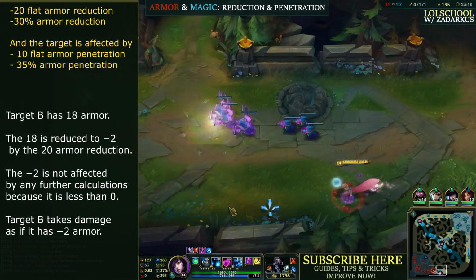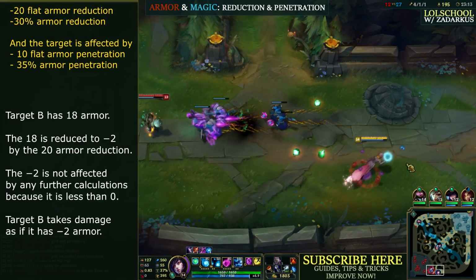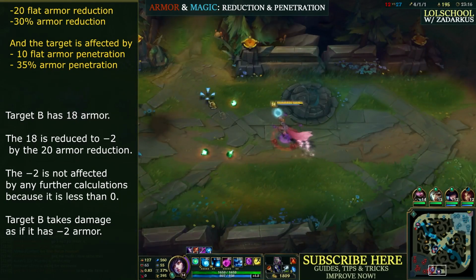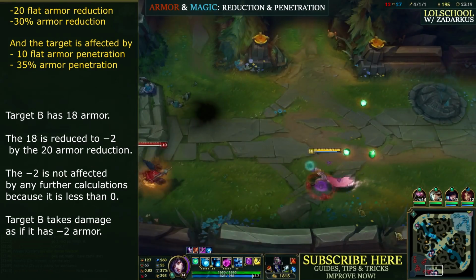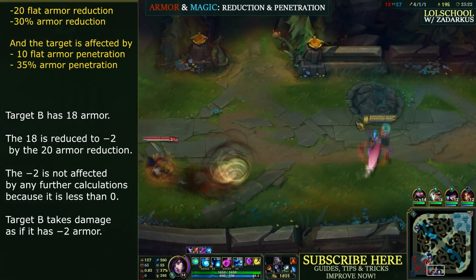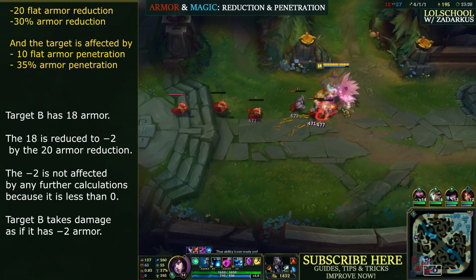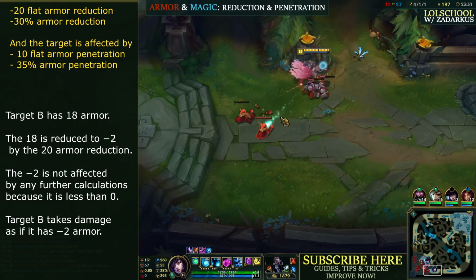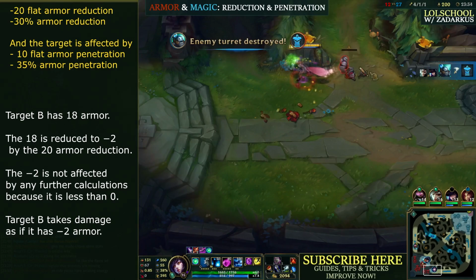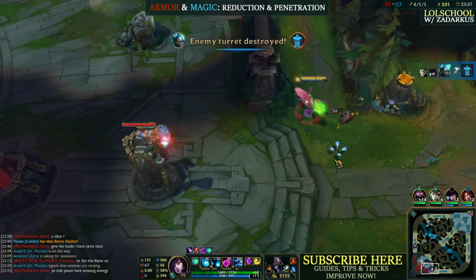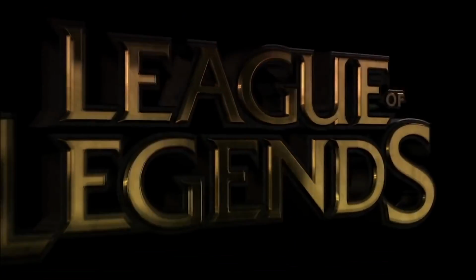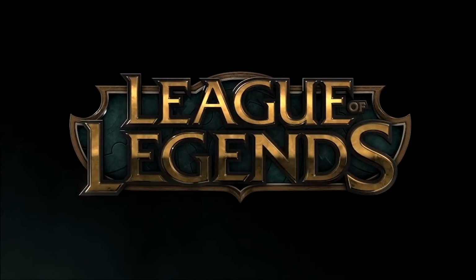Now for the example of target B, which has 18 armor. This 18 is reduced to -2 by the 20 armor reduction. The -2 is not affected by any further calculation because it is less than 0. Target B takes damage as if it had 2 negative points of armor. I hope this video helped you understand how armor reduction and penetration work.